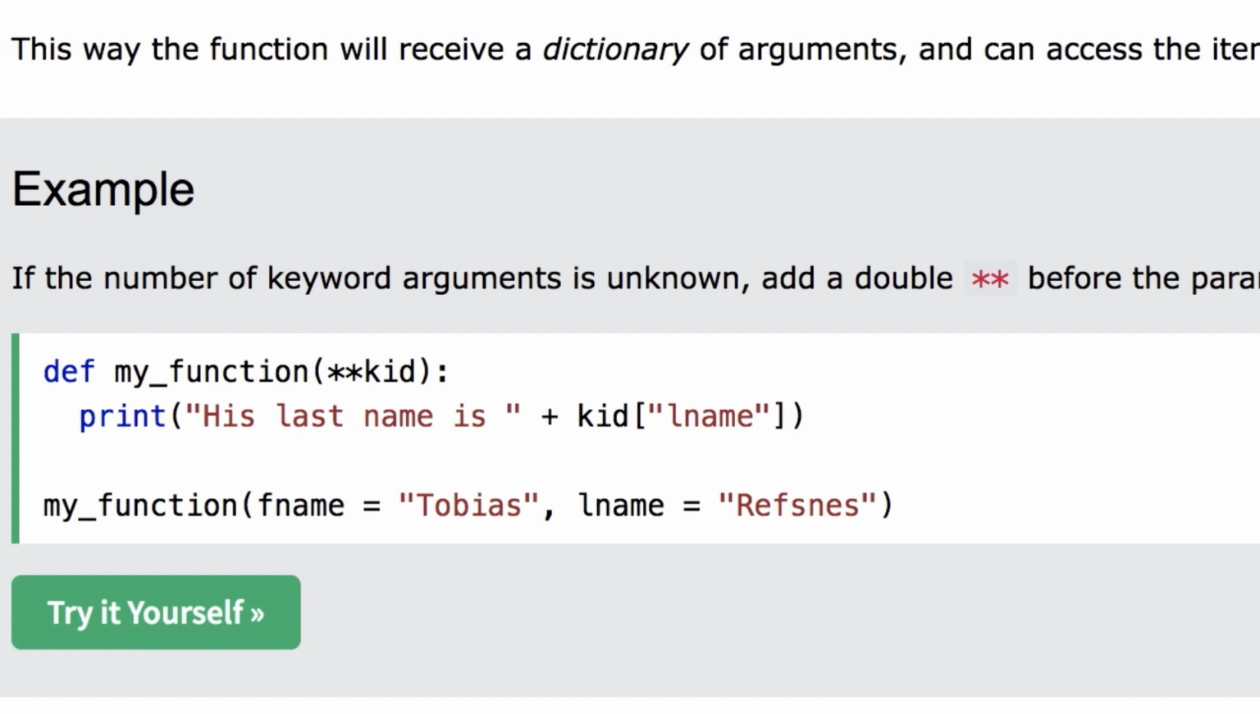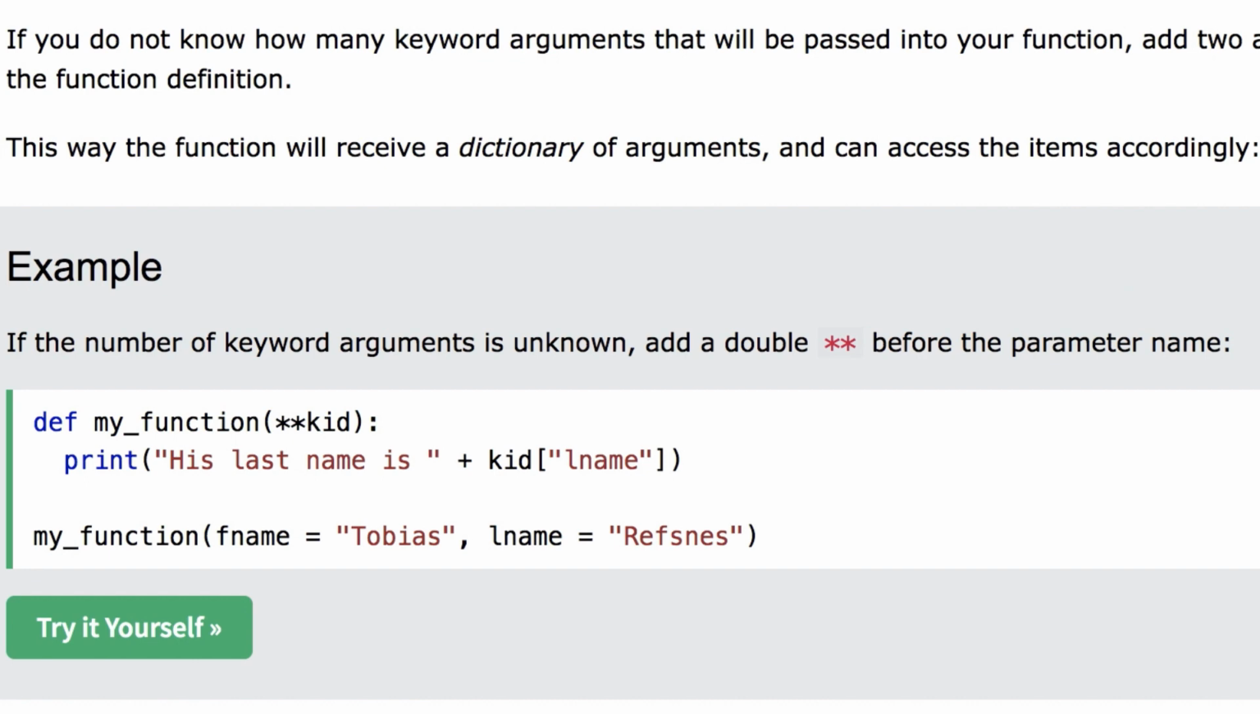Arbitrary keyword arguments, double asterisk kwargs, or **kwargs. If you do not know how many keyword arguments will be passed into your function, add 2 asterisks before the parameter name in the function definition. This way, the function will receive a dictionary of arguments and can access them accordingly. An example.